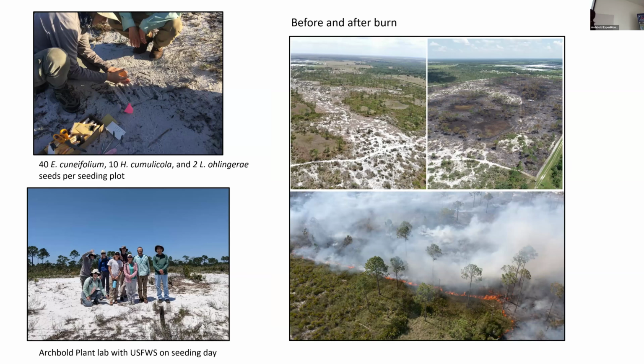And so each seeding plot, we had 216 total. Each seeding plot got 40 Eryngium cuneifolium seeds, 10 Hypericum cumulicola seeds, and just 2 Bonamia grandiflora seeds. Actually, folks from Fish and Wildlife came out and helped us with the seeding, which was really great. And then here you can see some drone photos of the experimental site before and after the burn.